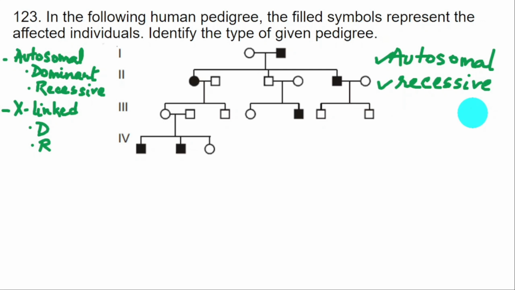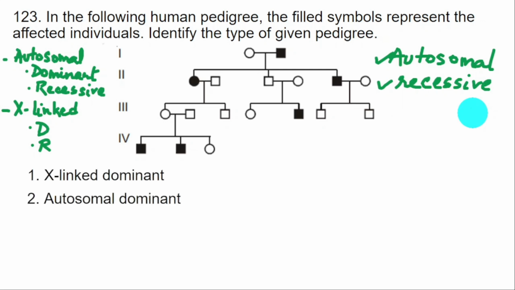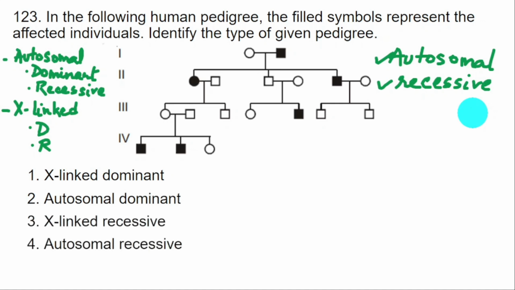Let's look at the options. X-linked dominant, no. Autosomal dominant, no. X-linked recessive, no. Autosomal recessive, yes. So this is the right answer of this question.